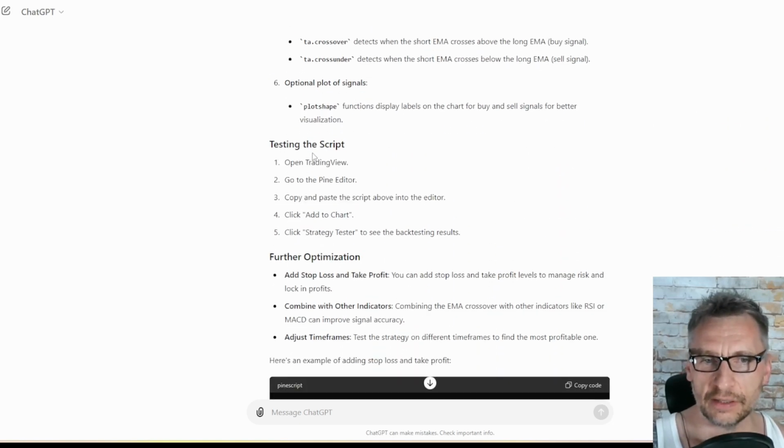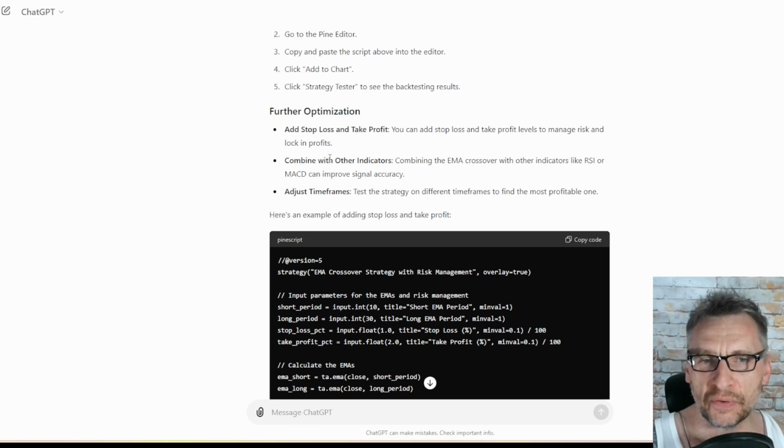Then there is testing the script. It gives me exact instructions on how to input the script into TradingView. Open TradingView, go to the Pine editor, copy and paste the script above into the editor, click add to chart and click strategy tester to see the backtesting results. It's that simple.